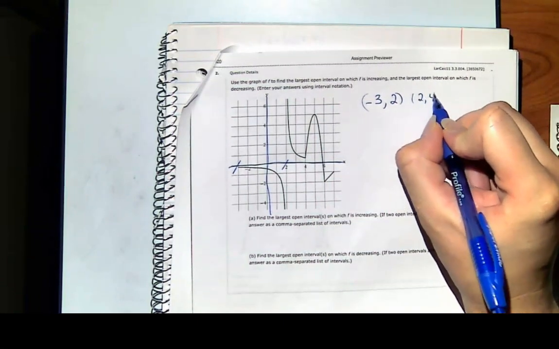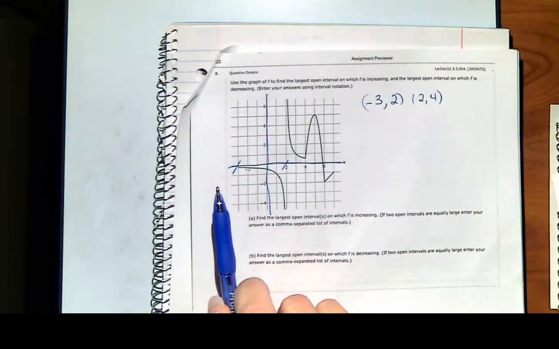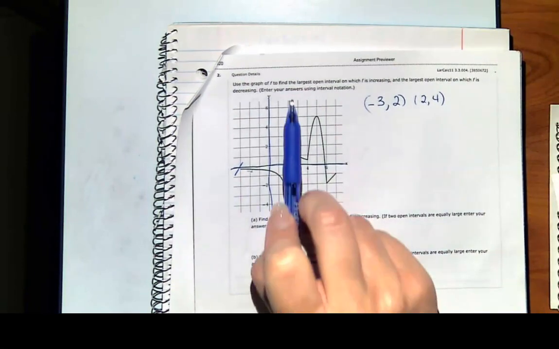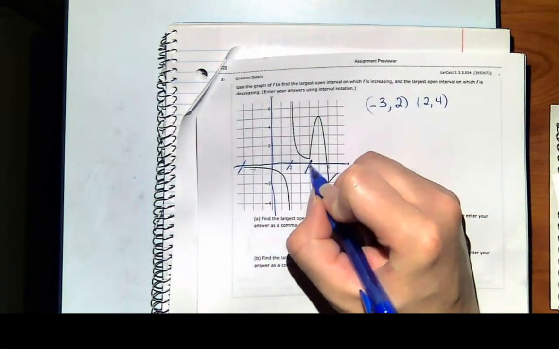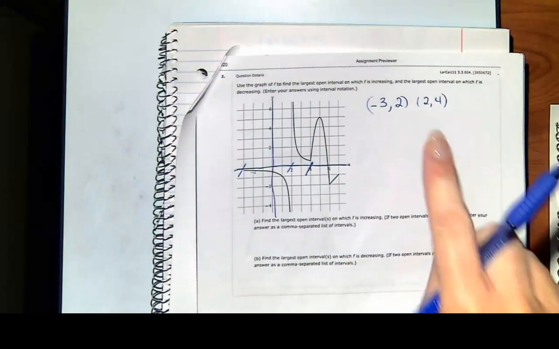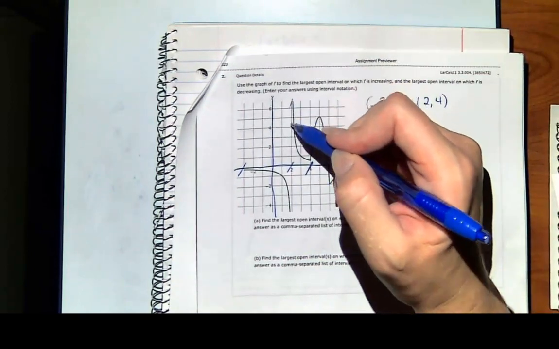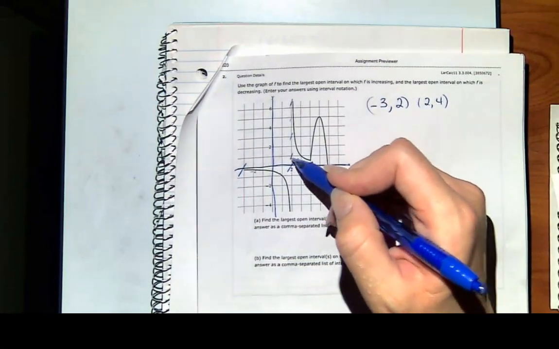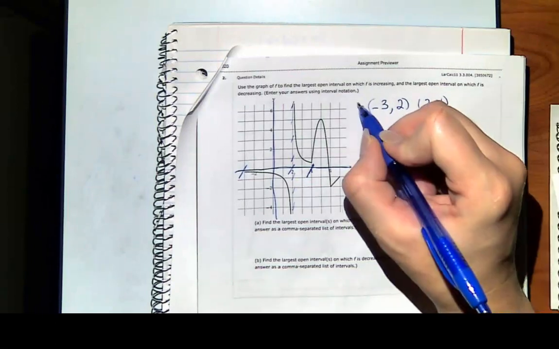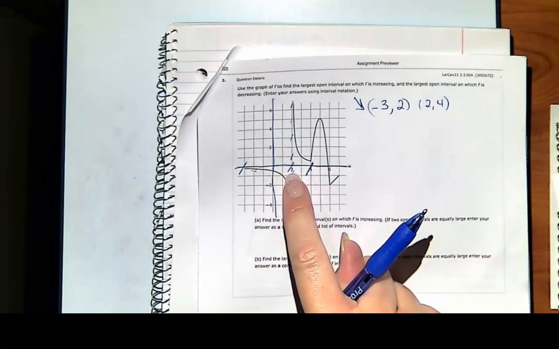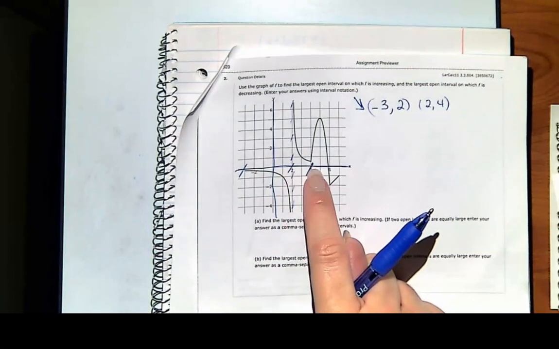And then again from 2 to 4, he's decreasing. Because as I read it from left to right, he's going down. So why do I have to put this here? The function does not exist at 2. There's an asymptote there. So you can't tell me that something is decreasing when it doesn't exist. Okay, so for right now, he's decreasing from -3 to 2, and then again from 2 to 4.